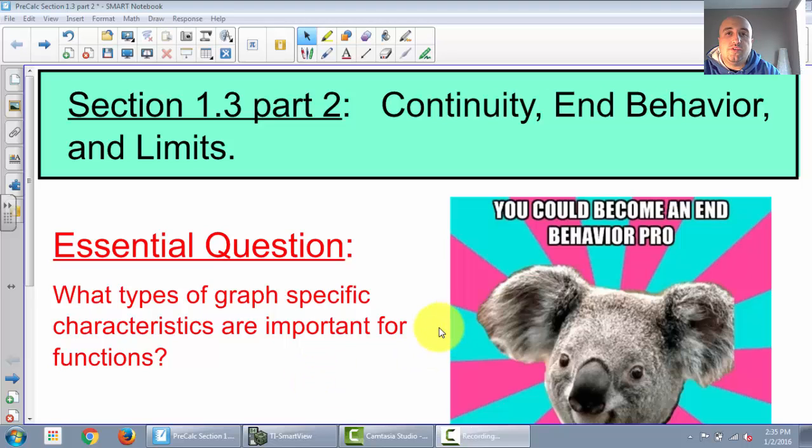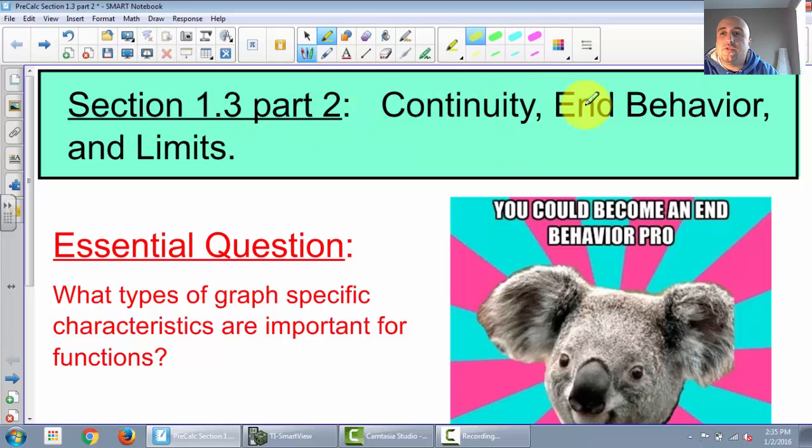All right, welcome to the second part of section 1.3. We're still talking about continuity, and now we're going to talk about one new thing. We've already talked about limits and continuity. Now we're going to talk about this idea of end behavior.